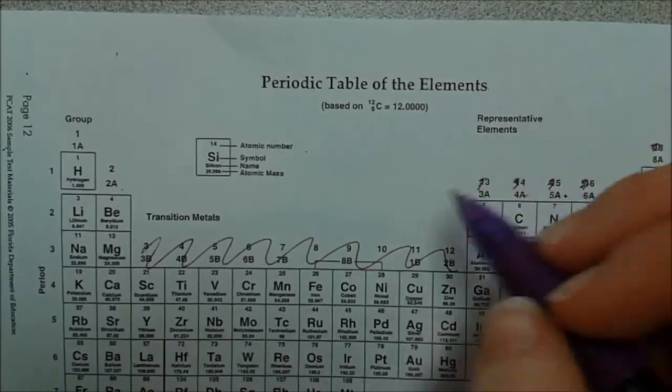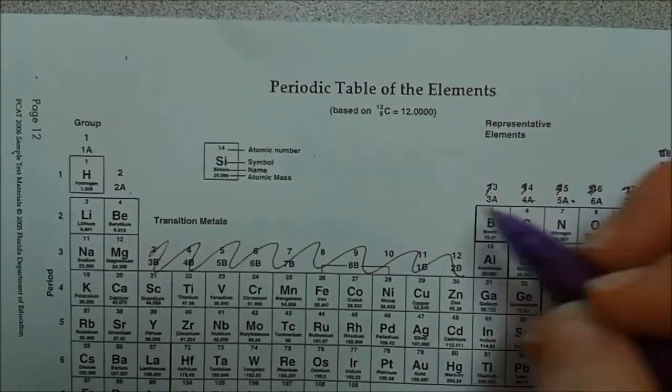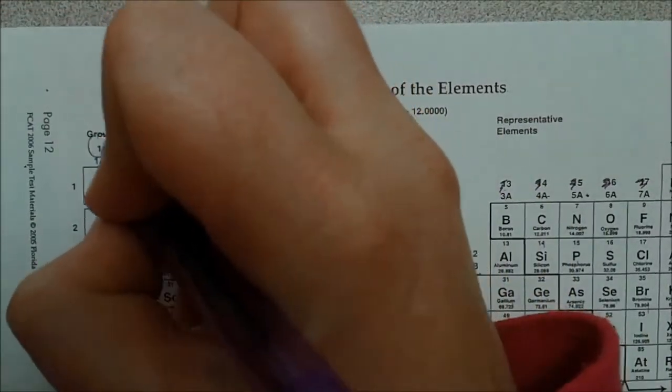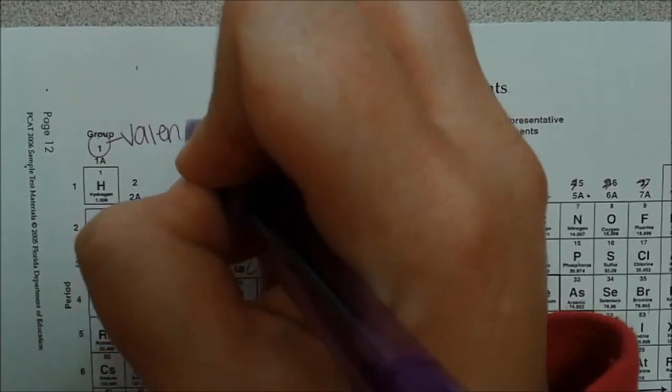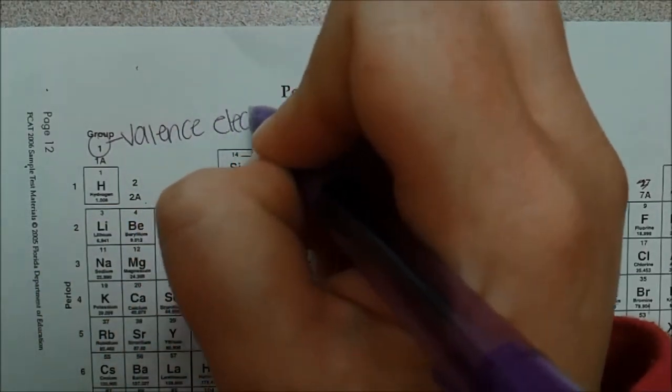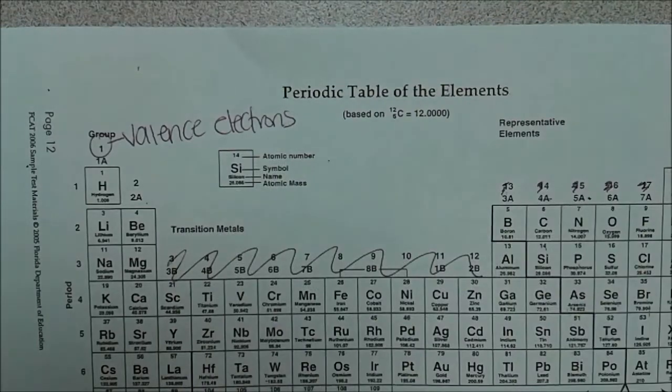These numbers tell you how many valence electrons you have. So these are valence electrons. Something else can be used whenever you look at your periodic table, and that'll be the charge that you have on each atom.